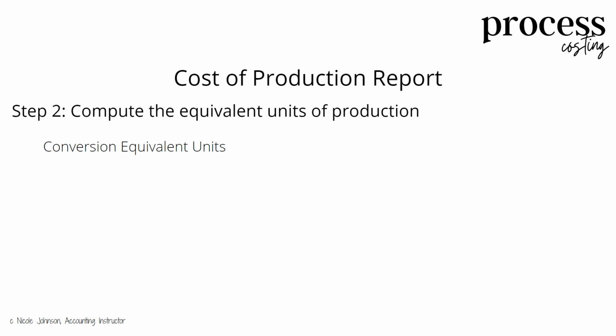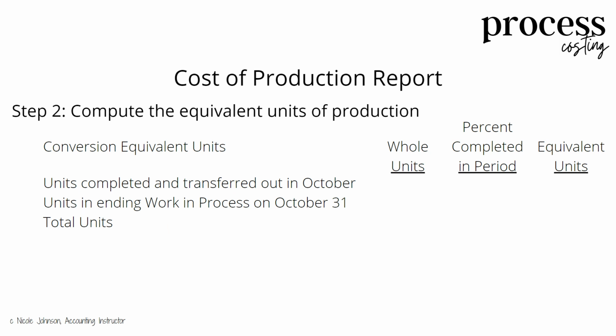Now we'll look at the conversion equivalent units. For the units completed and transferred out in October, we had 9,300 whole units. 100% of those were completed, so we've got equivalent units of 9,300. For the units in ending work in process on October 31st, we had 6,100 whole units. But if you remember back, they were 30% complete at the end of the period. So we're going to multiply that 6,100 times 30% to get the equivalent units for conversion of 1,830.